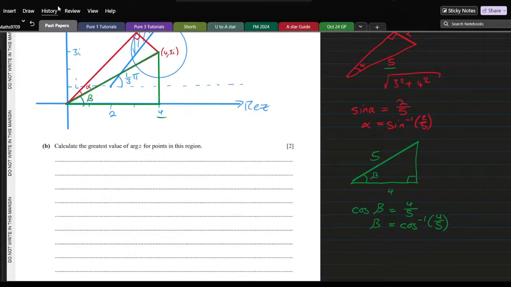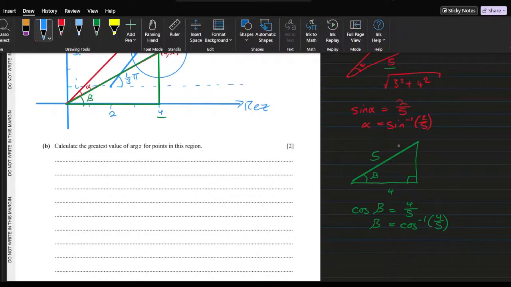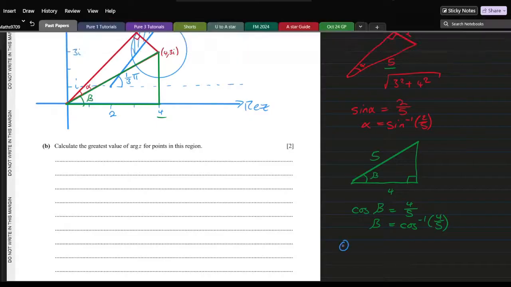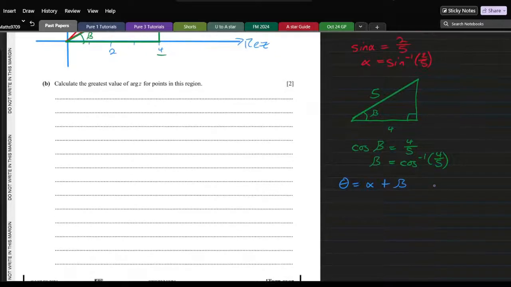Alright, and remember that in the beginning what we were looking for was theta, and we divided our theta into 2. We say theta would be the sum of these two angles, alpha plus beta. So let me write it here. Theta is alpha plus beta. Theta would be equal to, what's our alpha? Our alpha is arcsine of 2 over 5 plus beta, which is arc cos of 4 over 5.